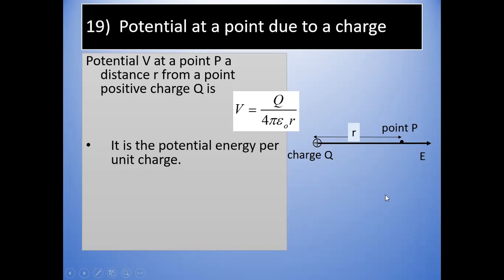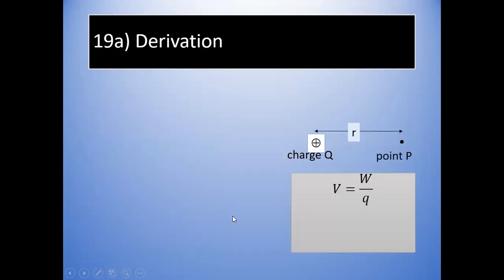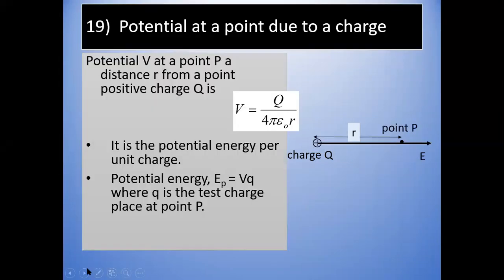Right? So another way of thinking of potential is potential energy per unit charge. So potential energy is basically just our V times your Q. That's your definition for your potential, your volt or potential difference. So that formula you must remember, and know how to use it. But how do we derive it?